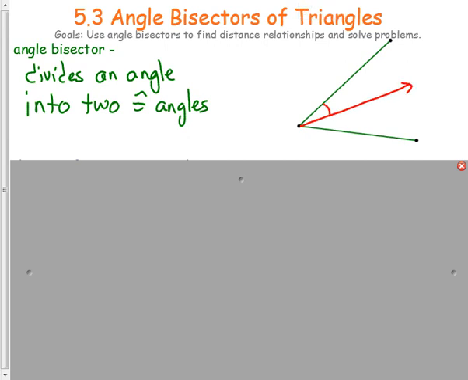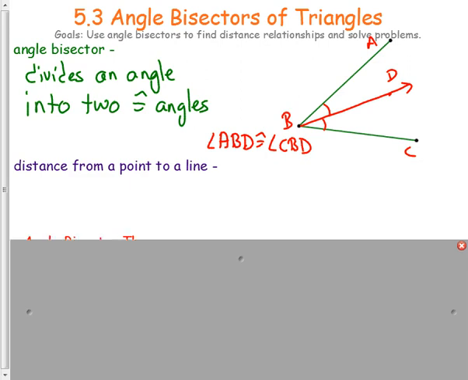Such that this angle and that angle are congruent. So if we were to label this angle ABC and have a D on there, we would say that angle ABD is congruent to angle CBD. We've done all this already.